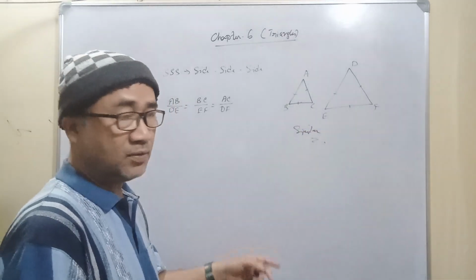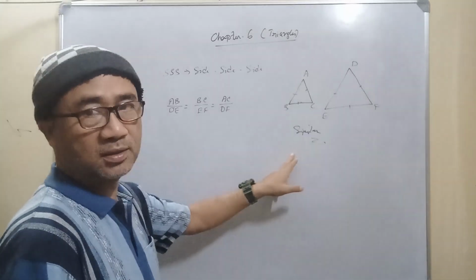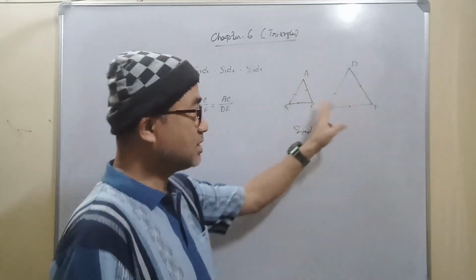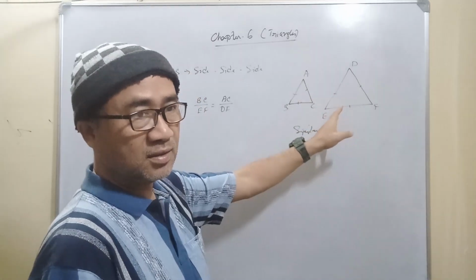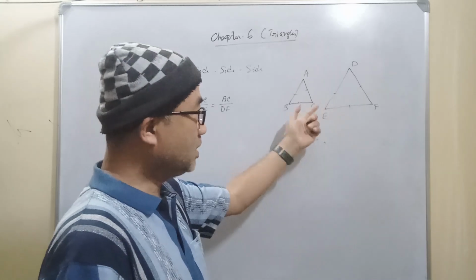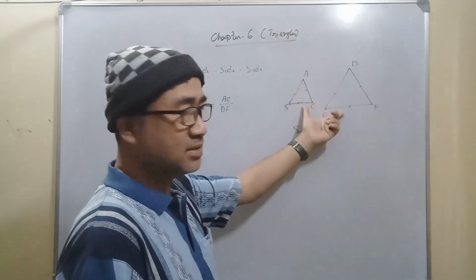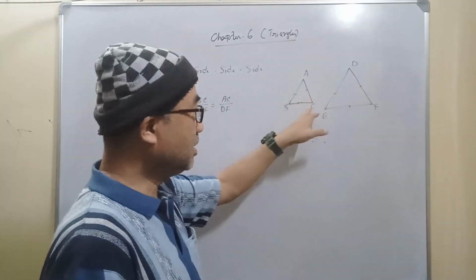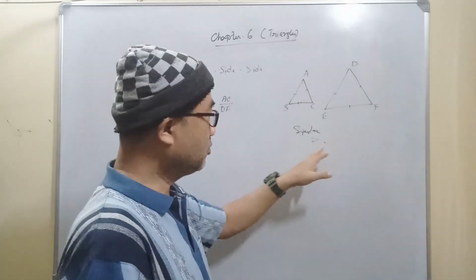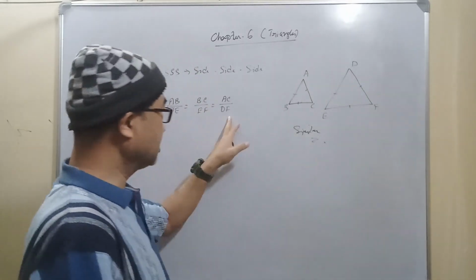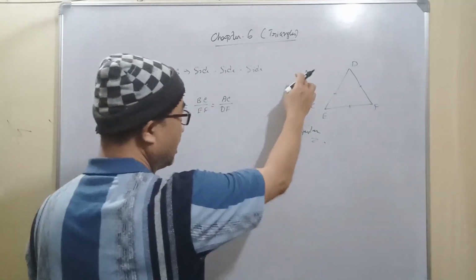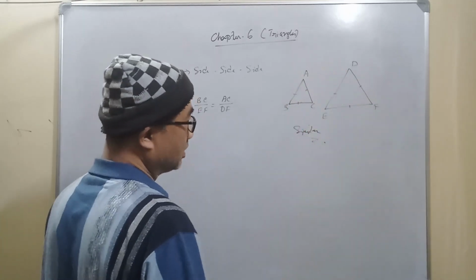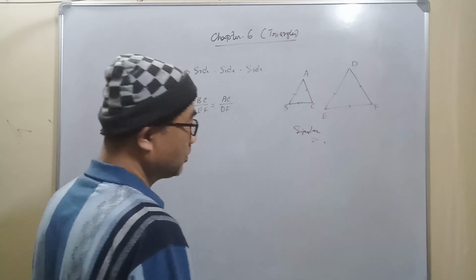Mind you, I did not say they are congruent. They are similar. So in similarity, size can be different. In congruency, you should have shape and size the same, an exact carbon copy. But in similarity, the size can be different, but in proportion, like this. So if the three sides of a triangle are in proportion with the three sides of another triangle, then they are similar.